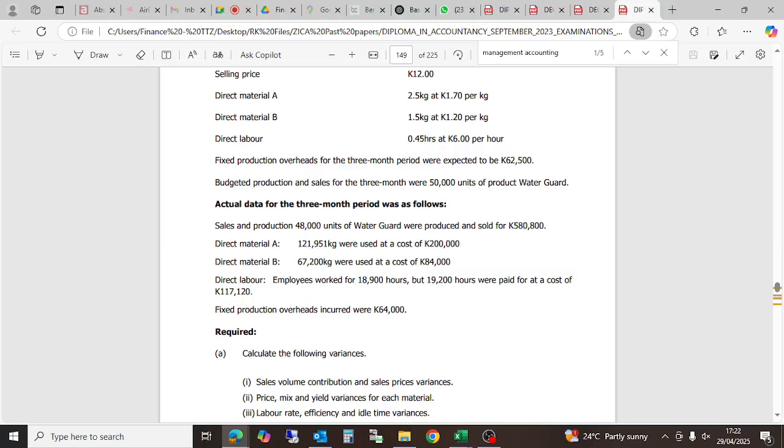You know what contribution is? They don't want the sales volume variance just like that. They don't want the sales value as the valuation. They're telling us that after you find the sales volume variance, value it using its contribution. So we are going to use the standard contribution, which is the budgeted contribution. Are you familiar with what contribution is?